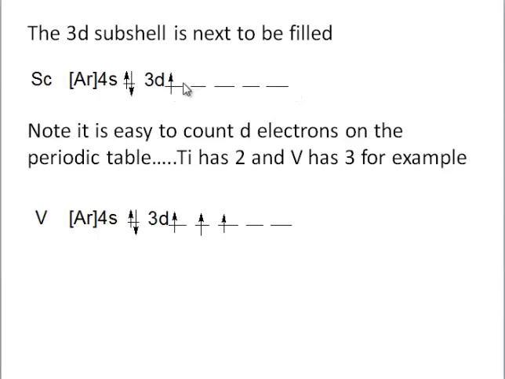Note there are 5 orbitals in the 3d subshell. Note it's easy to count d electrons in the periodic table. Scandium has 1, its next door neighbor titanium has 2, vanadium has 3, for example. Here's an orbital diagram for the vanadium atom, 2 more d electrons. Note we obey Hund's rule, putting electrons into the d subshell.